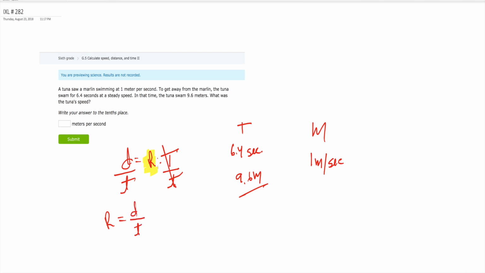Because on the freeway, I drive 65 miles per hour. So it's distance over time. It will always be speed. Okay, so my distance, that tuna did 9.6, what is the unit? Oh, meters. And it did it in 6.4 seconds. Do you know what the answer is? If you had a calculator, what would you do? Yeah, so you divide the two and you're going to get 1.5 meters per second.